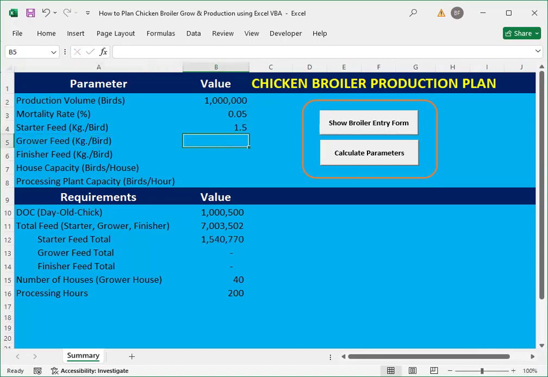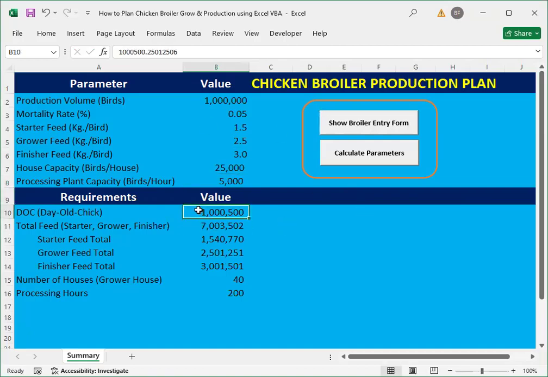The grower feed is like 2.5 kilograms per bird. The finisher is 3 kilograms. House capacity is 25,000, and the hours we need to process birds in 1 hour. Okay.